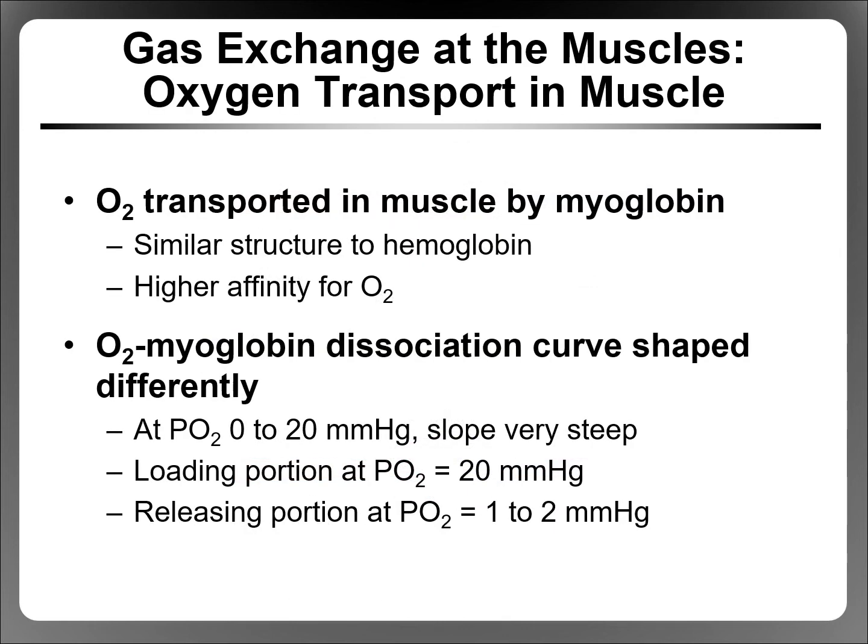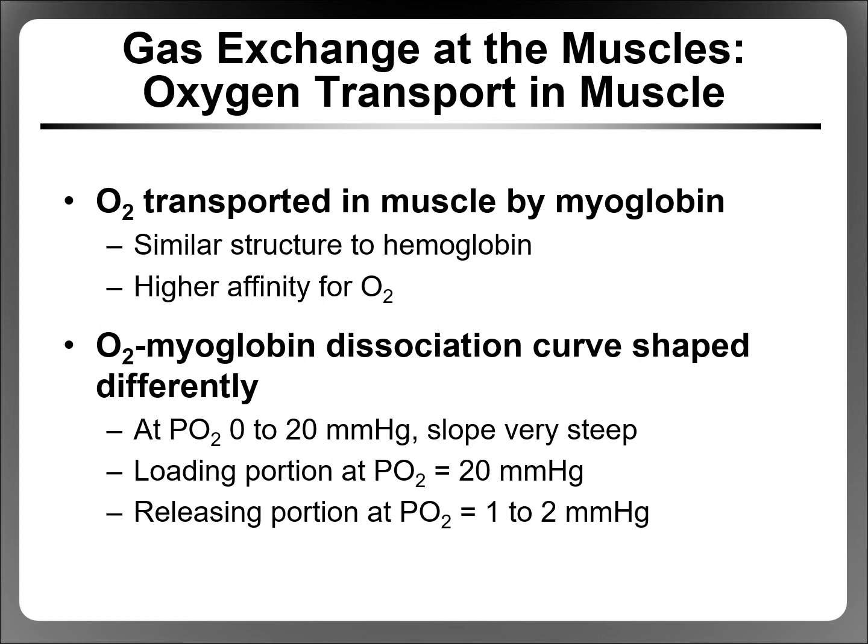Oxygen transport to the muscle. We know that oxygen will be transported in the muscle by a very similar protein called myoglobin. It'll be similar in structure to hemoglobin, but it has an even higher affinity for oxygen than hemoglobin does. So this means hemoglobin wants to offload it at the tissue, and then myoglobin will gobble that oxygen up, and it doesn't want to let go.